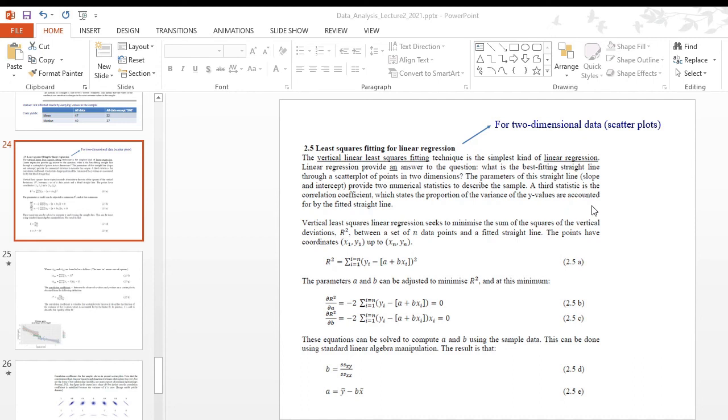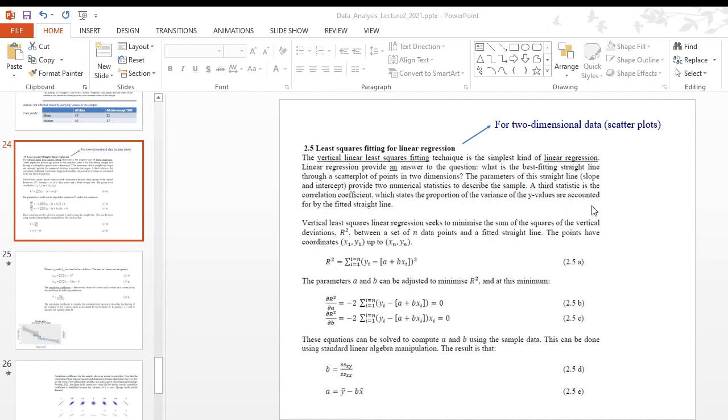So, vertical linear least squares fitting provides an answer to the question, what is the best fitting straight line through a scatter plot of points in 2 dimensions? Note that it's clearly not the only answer to this question, and you need to know about the hazards of it not being the only way that you can draw a line. Anyway, the parameters of this straight line, so the gradient and the intercept, give you two numerical statistics to describe a sample of data that has two dimensions, or is on an XY scatter plot.